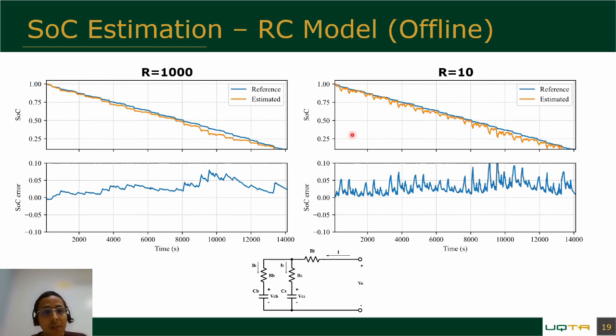Also, we compare the same model using different values of measurement error covariance R, and we can observe how a bad initialization of the filter parameters can affect the accuracy of the battery state of charge estimation.